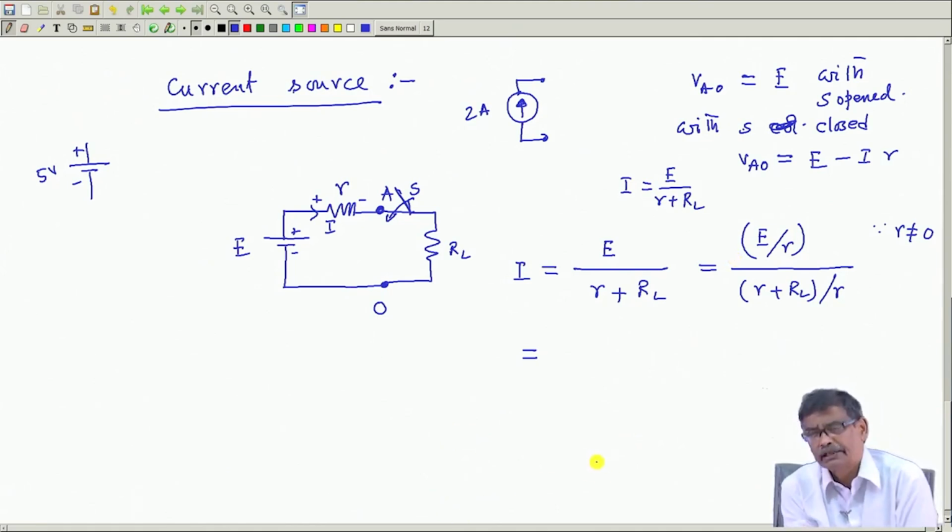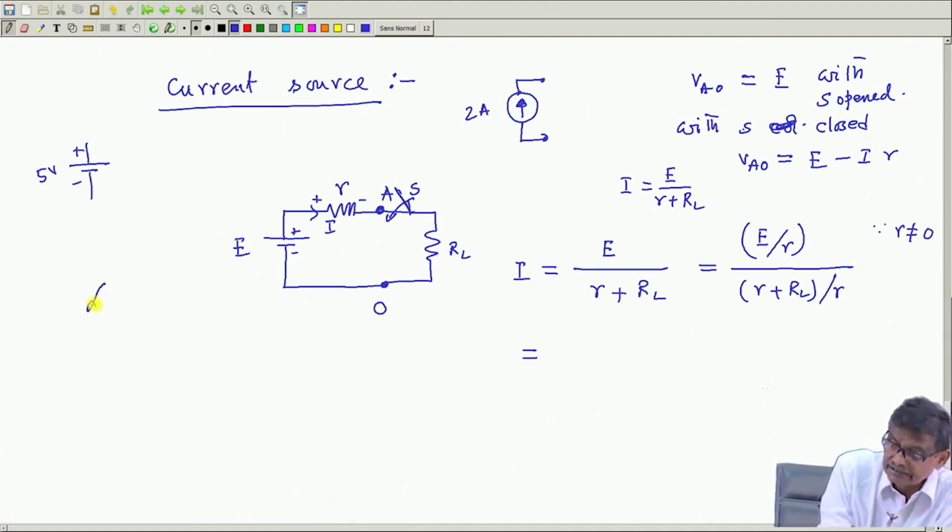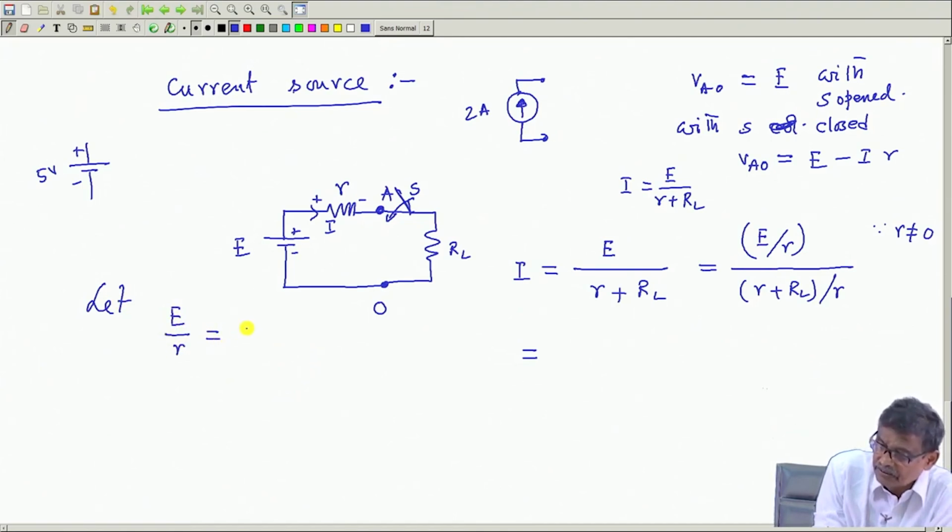It has nothing to do with RL. This E and this divided by small r, this quantity is decided by the source, by nobody else, and your RL is not going to change it. So, let this current E by r be called this current as ISC. What is the physical meaning of this?